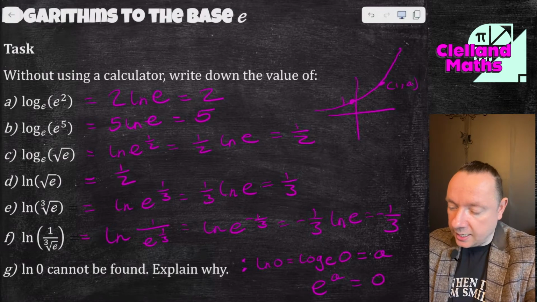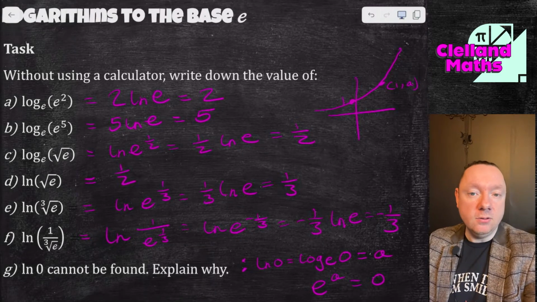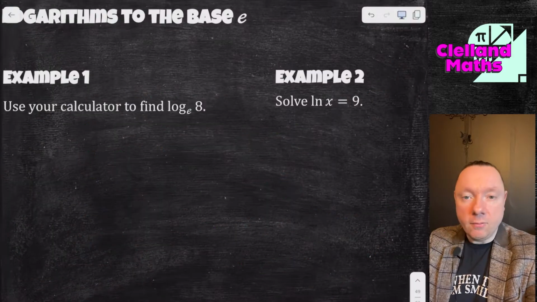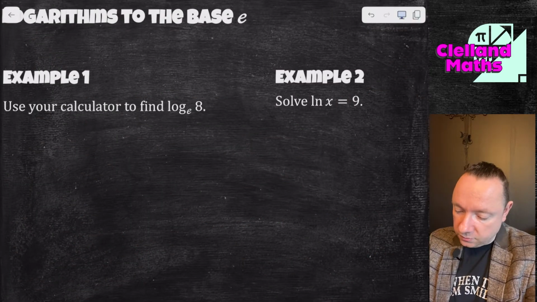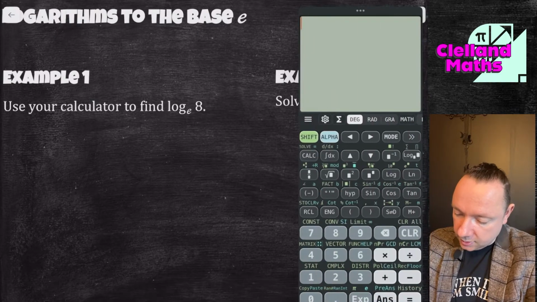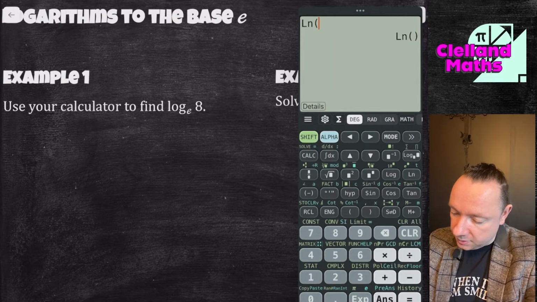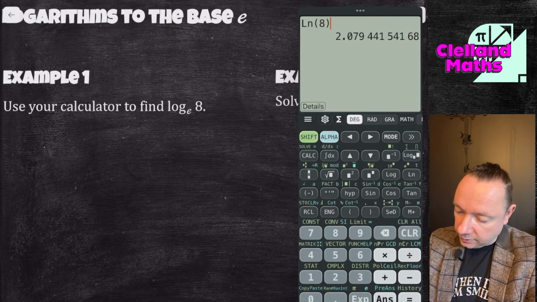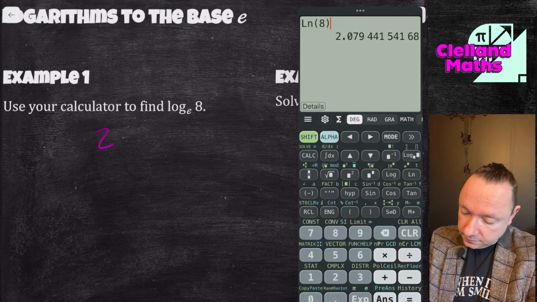And it never touches the x-axis. In other words, x equals 0 is undefined. So there you are. Okay, we have to use a calculator to work out log base e of 8 and solve ln x equals 9. Log base e of 8, we look for the ln button, press 8, 2.079. Very simple.